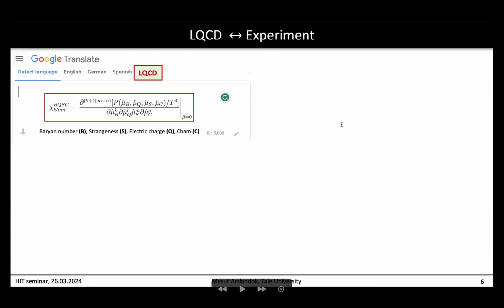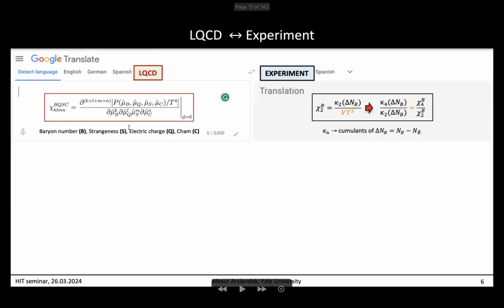Okay, so this is basically the tool that we can connect to experiment, the so-called susceptibilities. You look at the pressure and then take the derivative with respect to the chemical potentials of the conserved charges. This can be calculated at mu zero. And in the experiment, the correspondence is basically the cumulants of net conserved numbers. In this case, I show you an example of second order cumulants of net baryon.